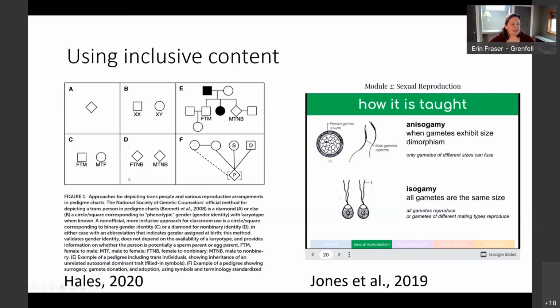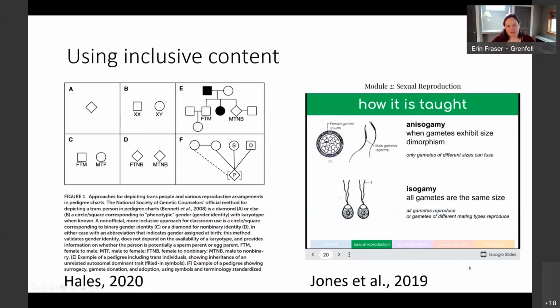And these tend to be both very heteronormative and also assuming that all of the individuals in the pedigree are cisgendered. And so the Hales paper gives some examples of pedigrees that are more inclusive, and suggests some strategies for making these yourself as an instructor.